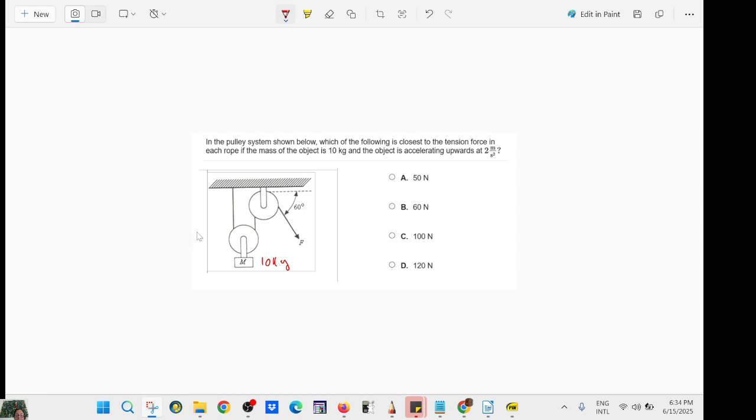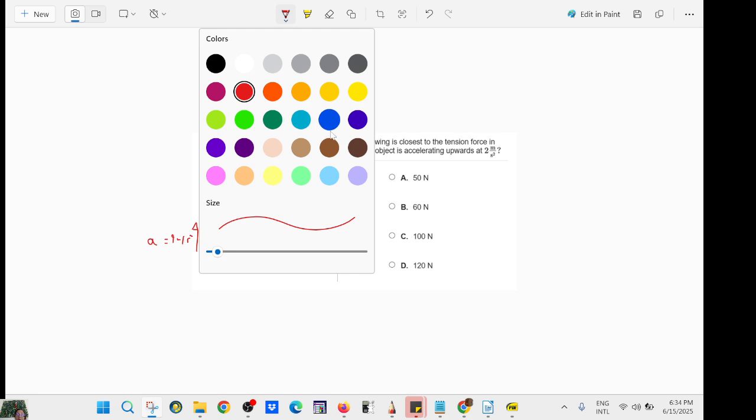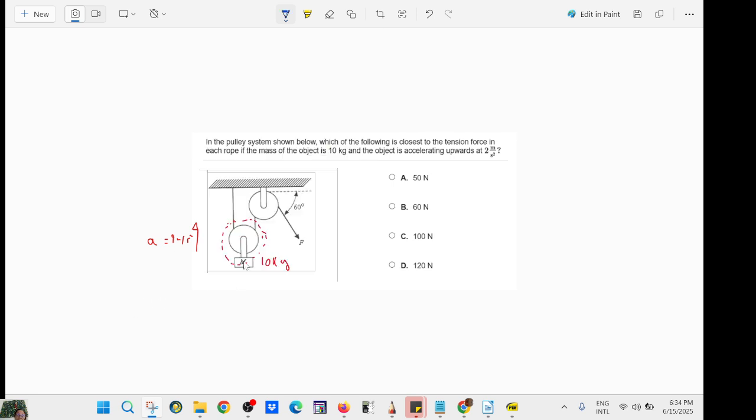So this is the object. Now you have an acceleration here, up. The magnitude is 2 meters per second squared. So it means that you're going to have a net force up. Okay, so then we decide what's going to be the system here. So that's your system here. And we're going to look at the free body diagram.